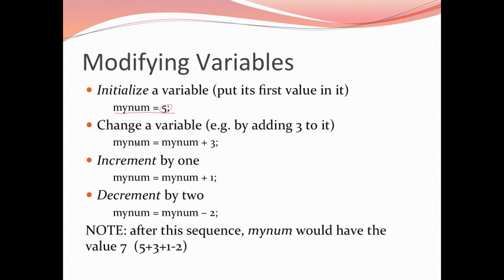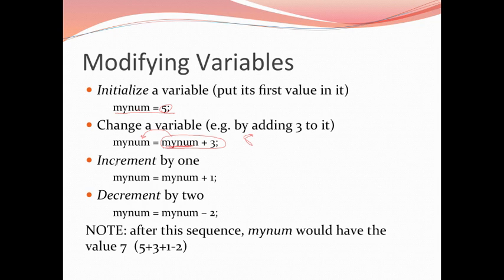Now remember that the way an assignment statement works is that you always look at the expression on the right first. You get a value out of that. And whatever the value of that expression is, you store it in the variable that's on the left. So in this case, mynum has the value of 5. So using the name of the variable means the value that's stored in it. So we have 5 plus 3 is 8, and we're storing that back in mynum. So mynum now has the value 8.